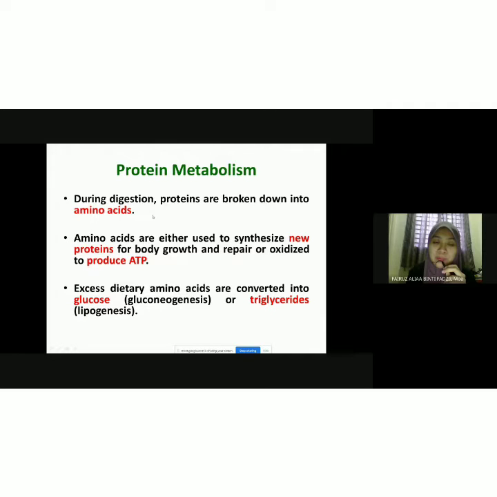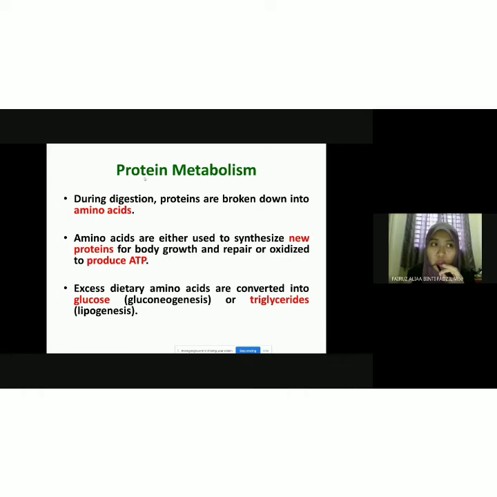So amino acid, you guys still remember the structure is NCC, right? They are named amino acid because they have the amino group, NH2, and acid because they have the carboxyl group, COOH. So protein is a polymer, made up of the repeating units of the amino acid.